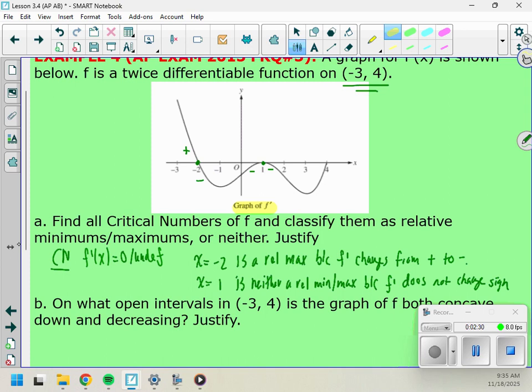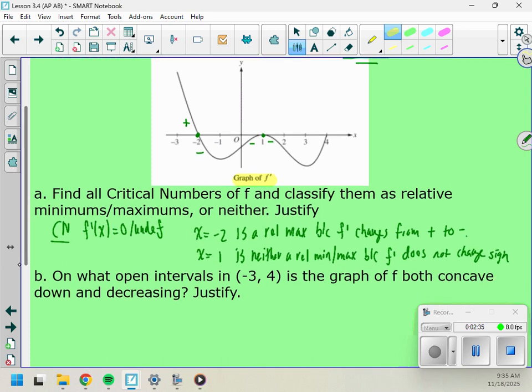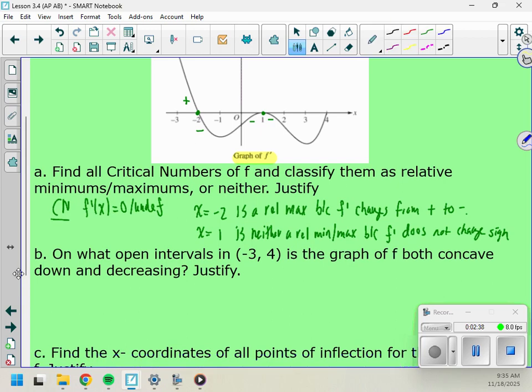Part B says on what open intervals in -3 to 4 is the graph both concave down and decreasing? So let's just remind ourselves how to identify when the graph is concave down. This is when f double prime of x is less than 0 or when f prime decreases. That's really important because we're looking at the f prime graph. And when is the function decreasing? So when does f decrease? f decreases when f prime of x is less than 0.